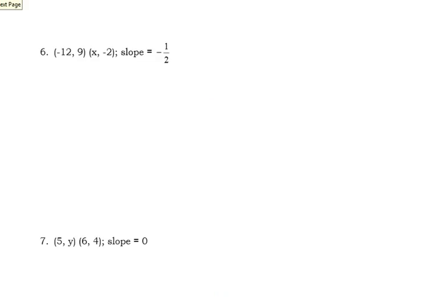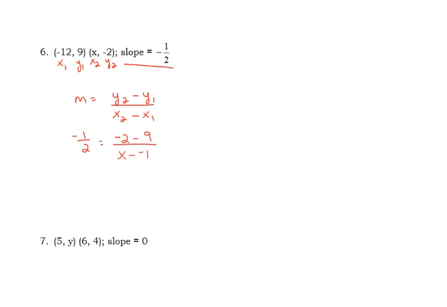Okay, number 6, same exact type of question. I'm given two ordered pairs, x1, y1. The x2 is what I'm looking for, and I know that my slope is negative 1/2. So I'm going to use my slope formula, y2 minus y1 over x2 minus x1. I'm going to substitute negative 1/2 in for the slope, negative 2 for y2, minus 9 for y1, x2 is what I'm looking for, minus negative 12 for x1.